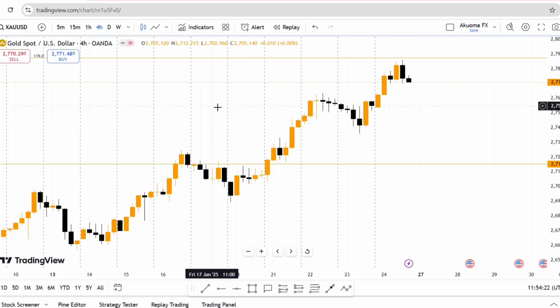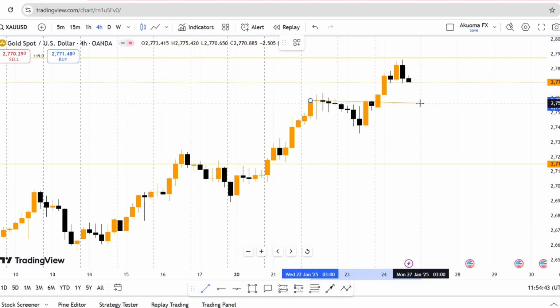Moving over to our 4 hours time frame, you can see the market is still maintaining a bullish trend. So we have to map out our zone from our 4 hours time frame. I still use this trend line to map out my zone, and you can see this is the most recent zone from the 4 hours time frame. This is the most recent zone.